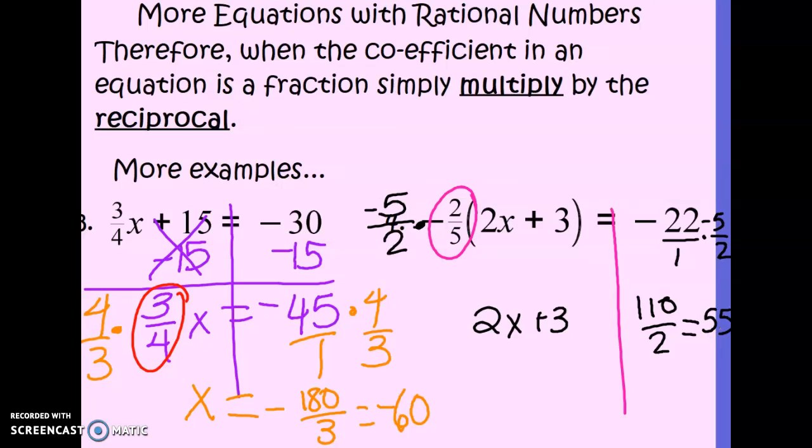Okay, so now I can simply go through, this is a two-step and started as a multi-step. So subtract 3 from both sides. That's going to leave me 2x. And then 55 minus 3 gives me 52. And now I'm going to divide both sides by 2.